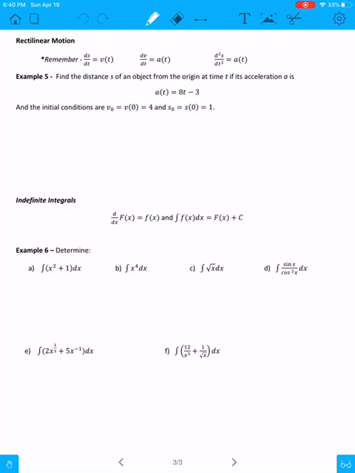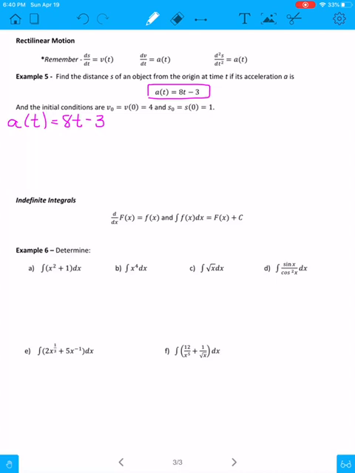Find the distance s of an object from its origin at time t if the acceleration is 8t minus 3. Sometimes the acceleration is just a number, and that's fine. So we know that the acceleration, a of t, equals 8t minus 3, and it wants us to find the distance. So we're going to have to do the antiderivative twice to get back to distance from acceleration.